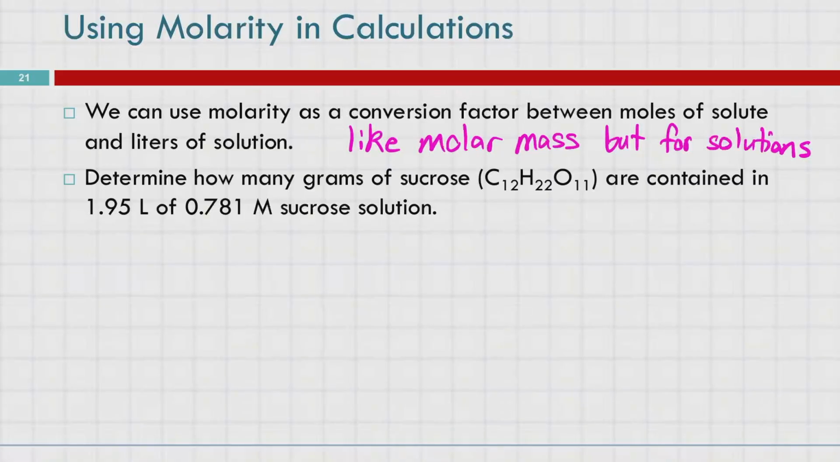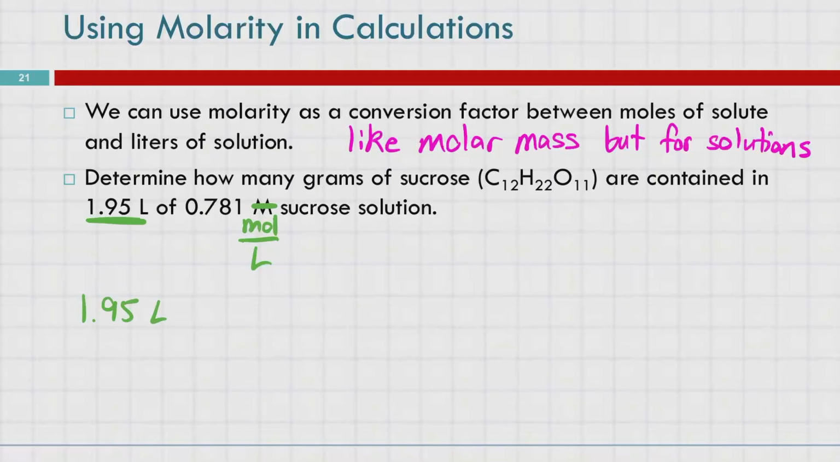So let's say that we have a sucrose solution, a sugar solution. We've got 1.95 liters of 0.781 molar sucrose solution. And we want to figure out how many grams that is. I'm going to start with liters. Secretly, molarity is 2 units, moles over liters. We can always swap in moles over liters for molarity. And so I'm going to choose to start with the thing that's got 1 unit. You can start with either of them, it doesn't really matter. I like starting with the simpler unit though.